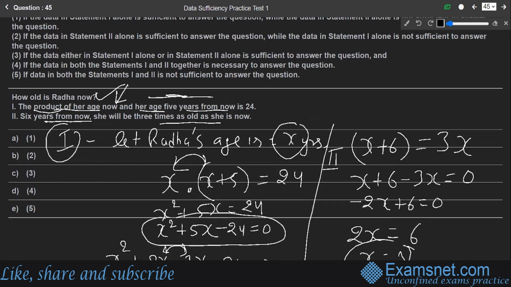So Radha's age is coming from statement number 2 also. Clearly Radha's age can be found from statement number 1 and also from statement number 2, without taking help from the other statement. So both the statements are sufficient alone to answer the question. That is option C, or option number 3, which says either statement 1 alone or statement 2 alone can answer the question. So that is the right answer, option C, that contains 3 as the number.